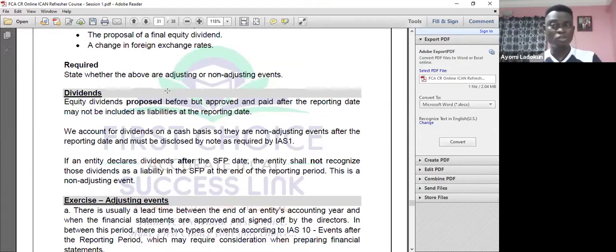Another way they can window dress their accounts is to do what we call channel stuffing. What's the meaning of channel stuffing? They supply their customers with goods that they did not ask for. They just send it to them even though they did not place an order. That's what we call channel stuffing. After the year end, they will then reverse those transactions.